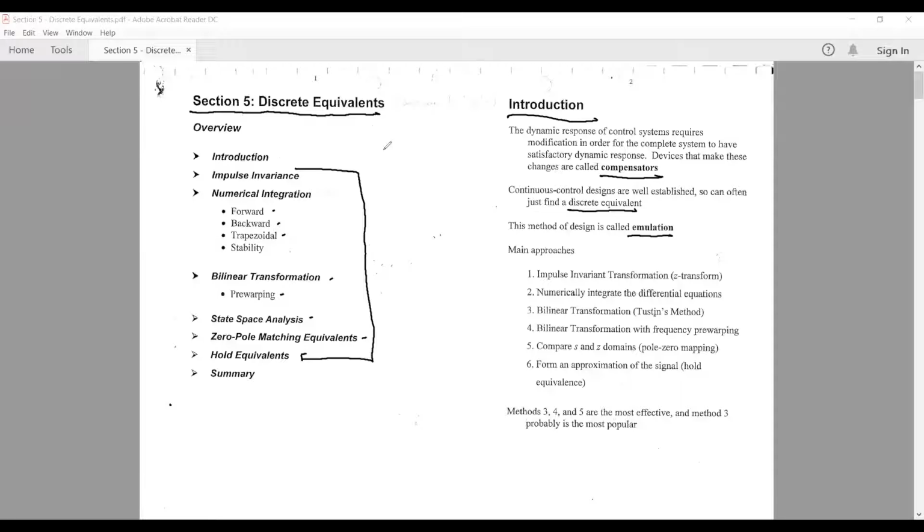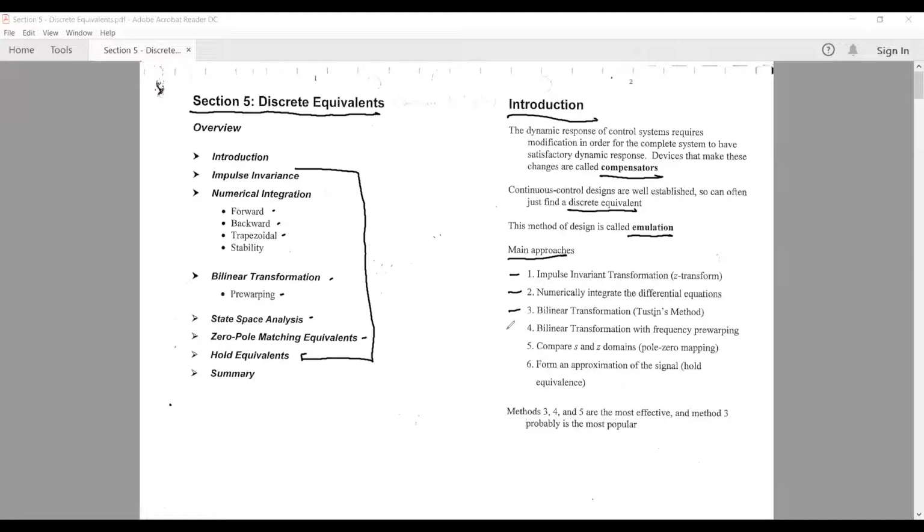So as I have described in my overview, these are the methods. And as you can see, these are the main approaches: impulse invariant transformation, which is the transformation of a transfer function in S; numerical methods, which involve numerical integration, whereby you can use methods such as forward, backward, trapezoidal; bilinear transformation. So bilinear transformation is a special case of one of these numerical methods, which is trapezoidal, and this is also known as Tustin's method.